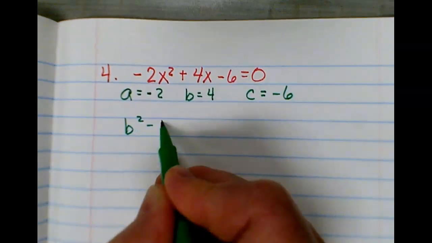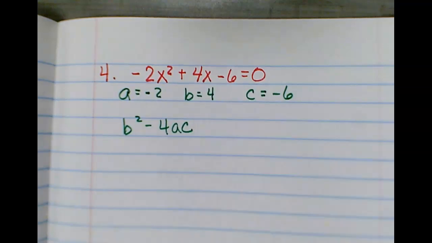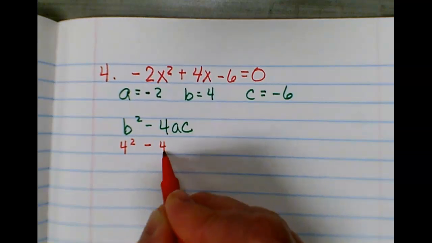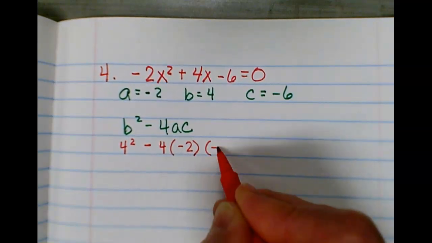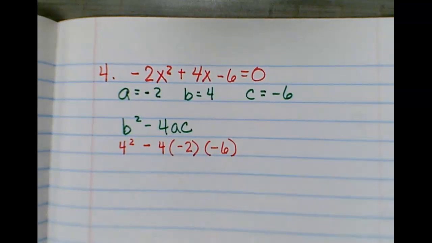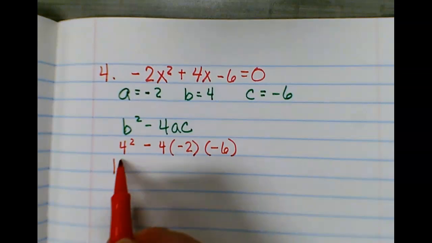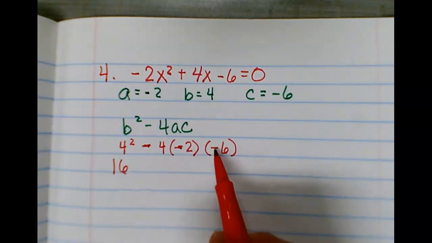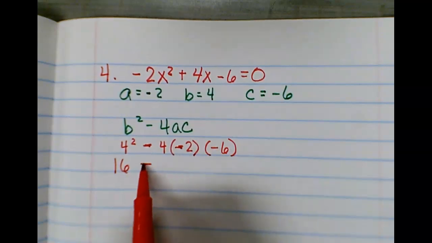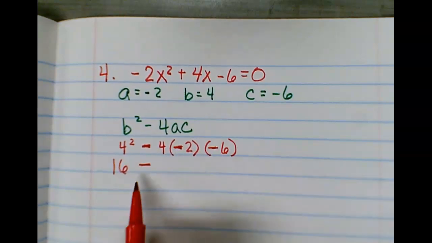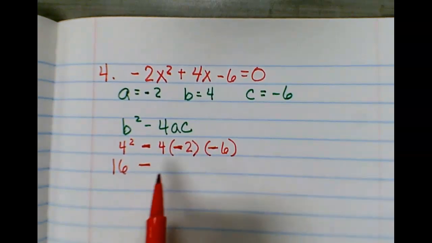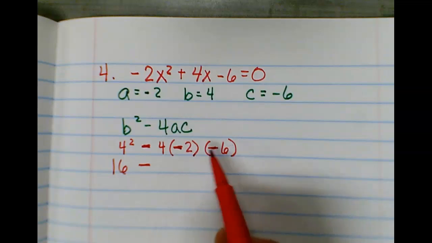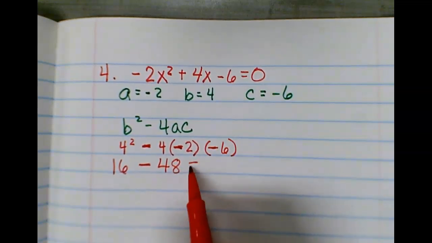So for B squared minus 4AC, we would have 4 squared minus 4 times... so this would be 16. Negative times negative would make a positive, but then when I multiply it by another negative, negative times another negative makes a negative number. 4 times 2 is 8. 8 times 6 is 48.